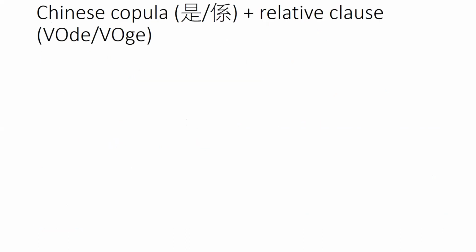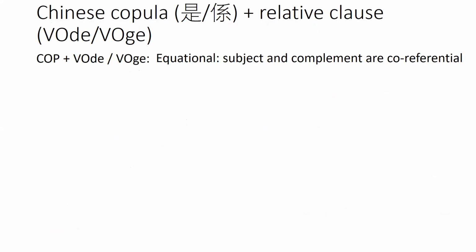So if we look at the historical distribution of cleft constructions where 是 selects relative clauses, there are quite a few examples where both de and ge occur in the phrase final position. Here, the idea is that these are equational. So the subject of the copula and the complement are co-referential. Okay, so these are equative and copular constructions.